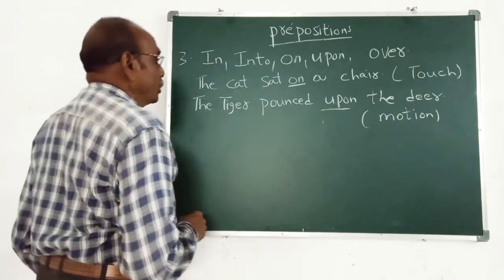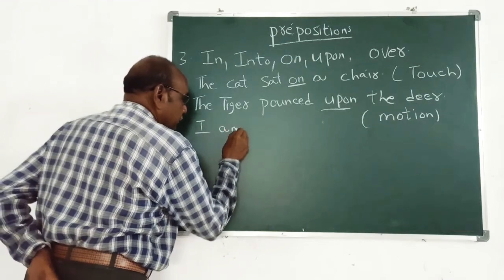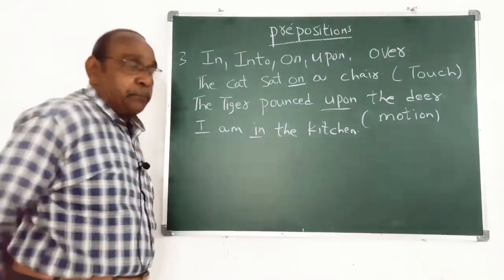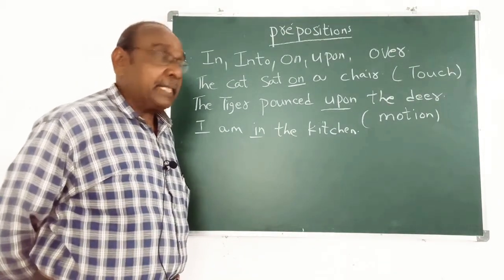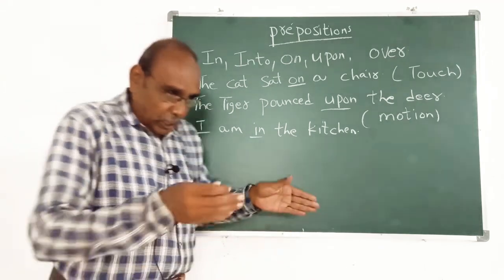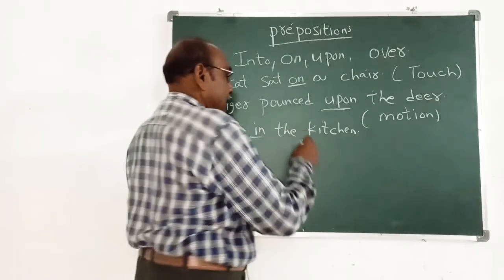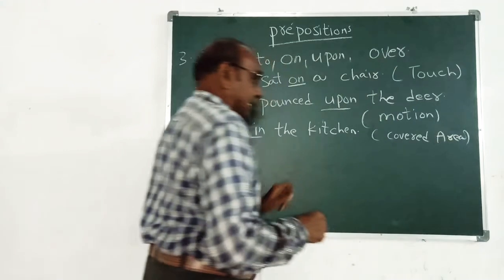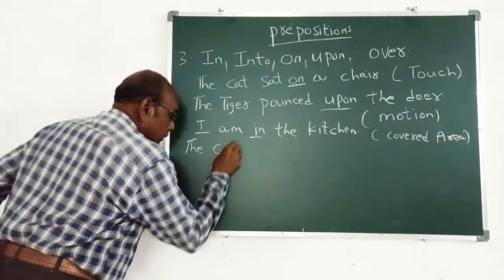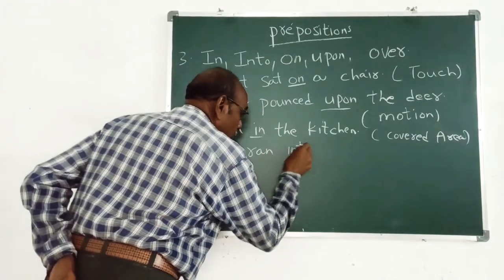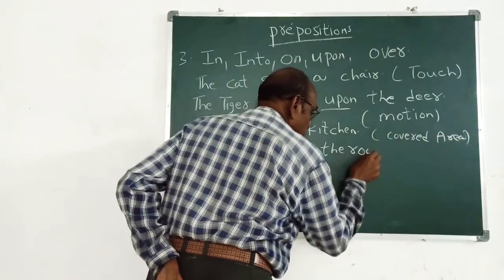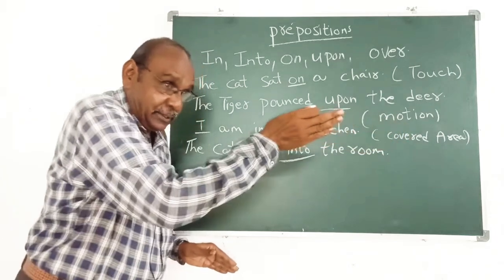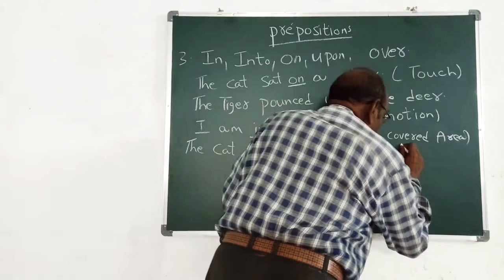Now let us take one more use of in. I am in the kitchen. In means inside, covered area. So in is used for covered area. Now observe the next sentence. The cat ran into the room. Room, covered area, in. Ran into, to, direction. So here again there is motion.